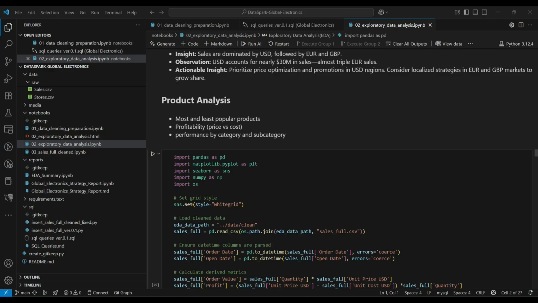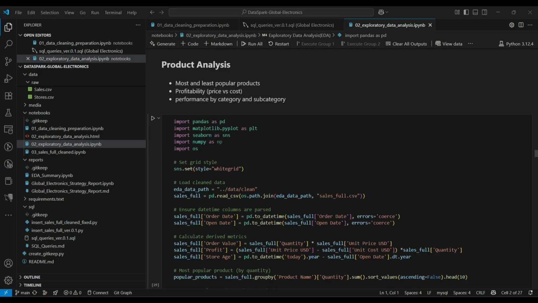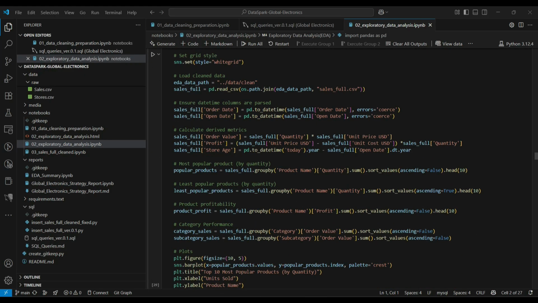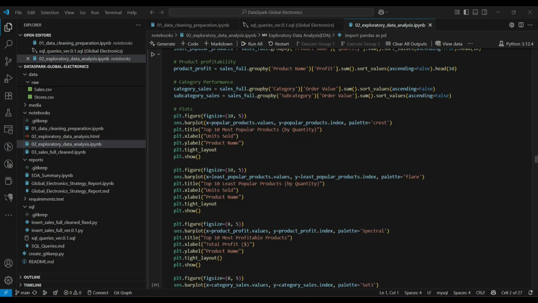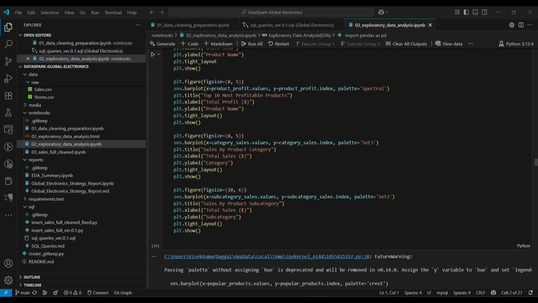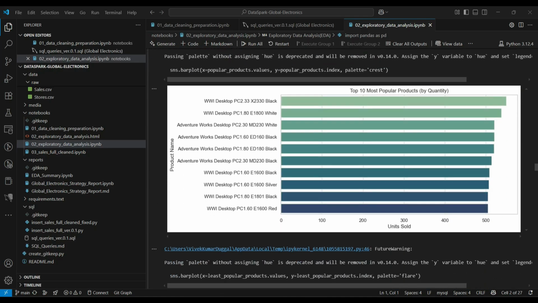Product analysis: most and least popular products, profitability, price versus cost, performance by category and subcategory. I implemented code to compute key derived metrics such as order value, profit, and storage. Additionally, I calculated insights including the most and least popular products based on quantity sold, product profitability, and category-wise performance. Finally, I created visualizations to represent each of these metrics effectively.